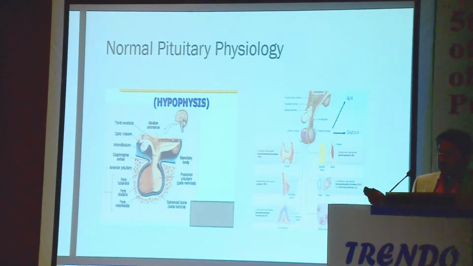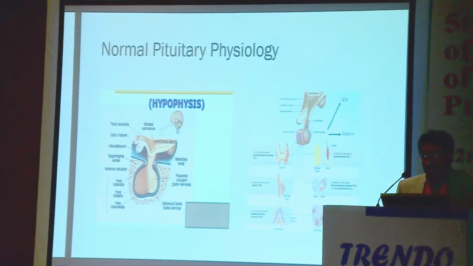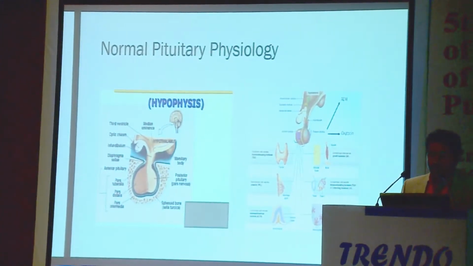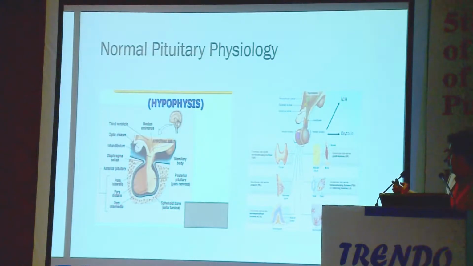This is through various trophic hormones which the pituitary cells secrete, and these trophic hormones are under the influence of the hypothalamus here. Anatomically, the anterior pituitary is under the control of the hypothalamus through the portal venous system, whereas the posterior pituitary is under the control of the hypothalamus through direct neural connection.